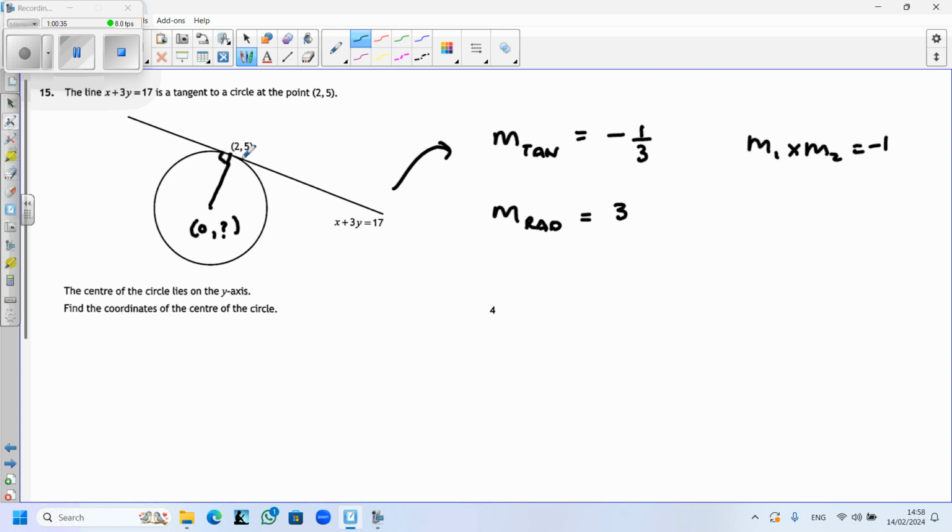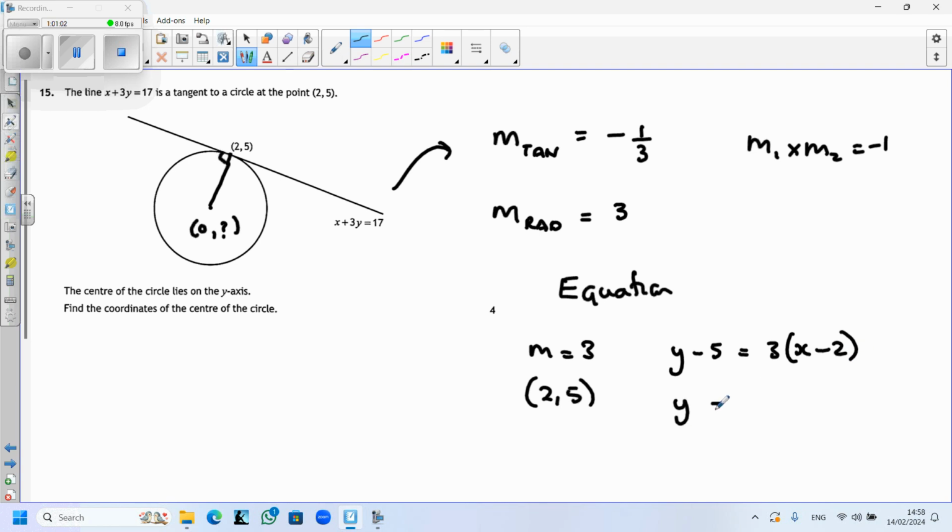So that means I know that the gradient is 3 and I know the point in the line. So I could work out the equation. So we'll do equation. And the equation is going to be m is equal to 3. The point on the radius is (2, 5). It's a point in common with the radius and the tangent. So y minus b, y minus 5 is equal to m times x minus a. Tidy that up. So y is equal to, that would be 3x minus 6. And I want to add on 5. So it's 3x minus 1.